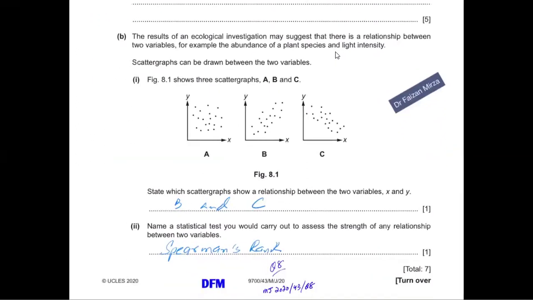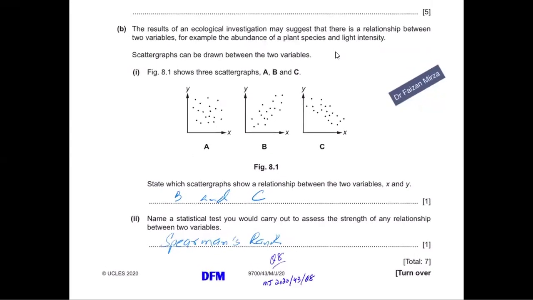The results of this investigation are shown to you as three graphs, A, B, and C, which are scatter graphs showing the relation between the two variables X and Y. We know that in graph A all the points are dispersed all over, so no correlation can be seen here. But in B, we can see a positive correlation, and in C, we can see a negative correlation. So this is what we mentioned for B and C.